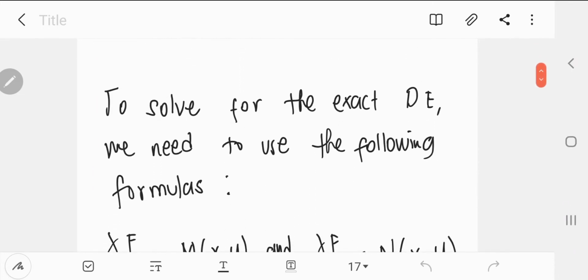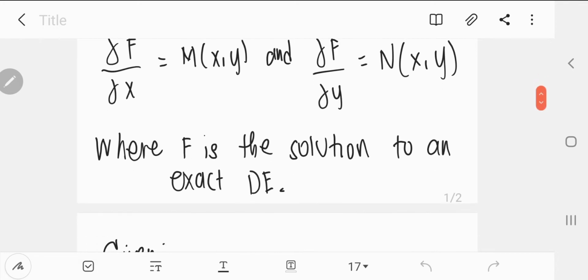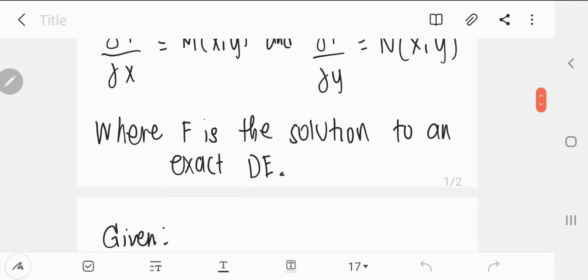To solve an exact differential equation, we need to use the following formulas. The partial derivative of f with respect to x is equal to M, a function of x and y, and the partial derivative of f with respect to y is equal to N, a function of x and y, where f is the solution to an exact differential equation.